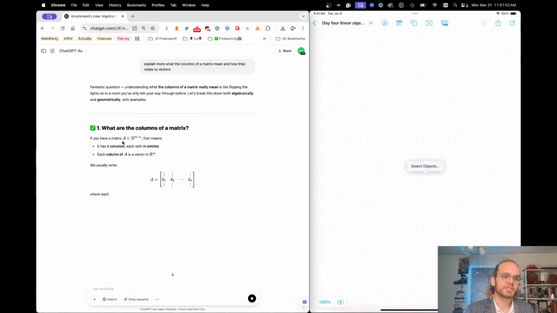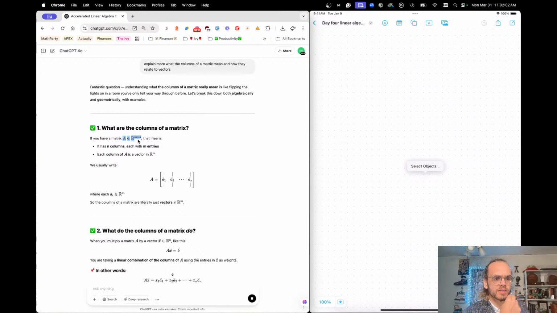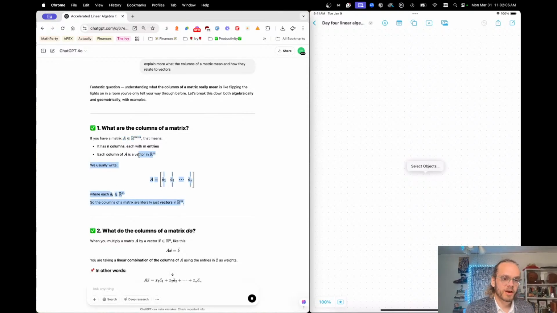if you have a matrix A in R^(m×n), it has n columns, each with m entries. So you write it like this. This is a lot of tricky formatting. I can see where this would throw a lot of people off, myself included. This is a little tricky to decipher, but it seems like the columns in a matrix are literally just vectors in R^m.